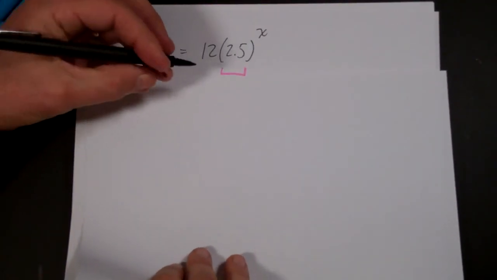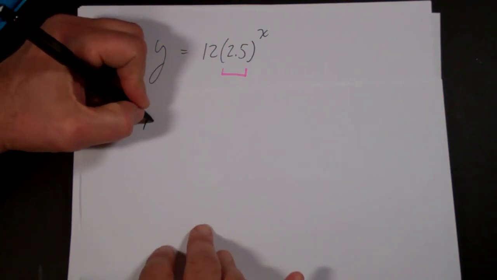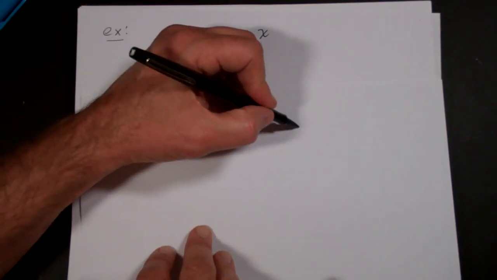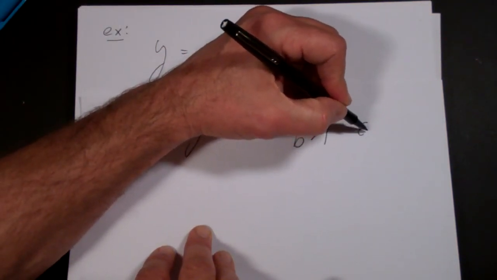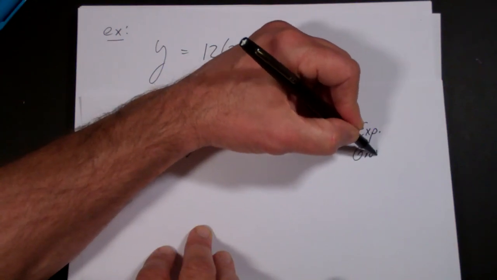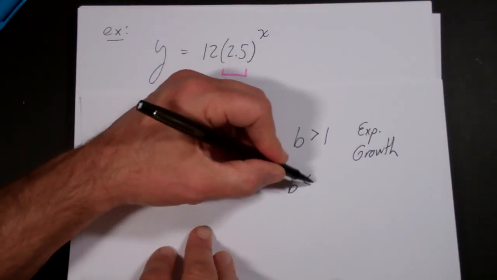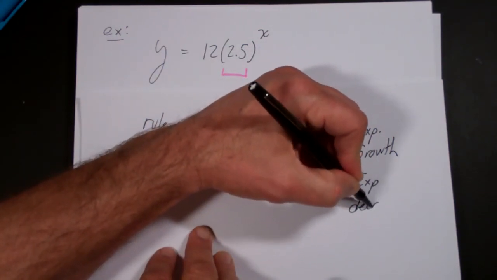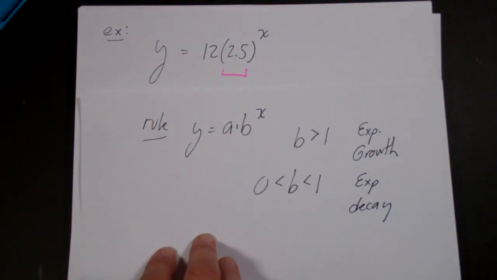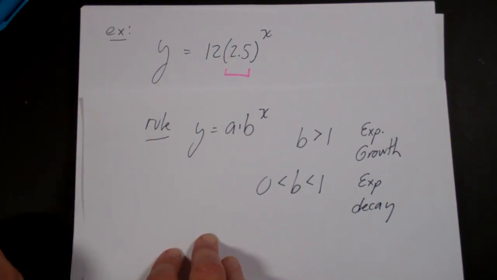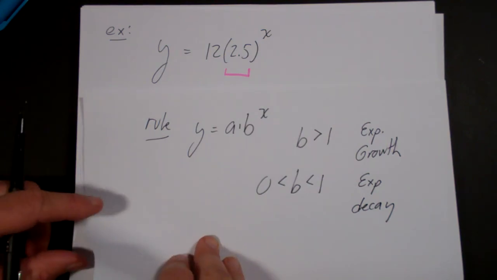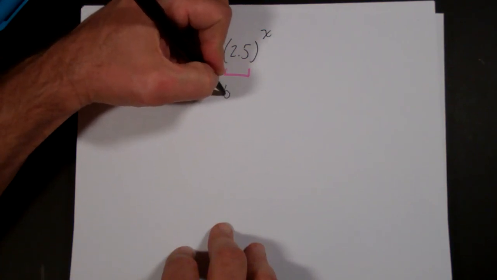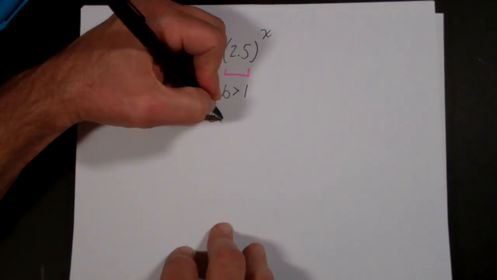So we can write that rule down real quick. y is equal to a times b to the x. If b is greater than 1, it's exponential growth. And if b is between 0 and 1, it's exponential decay. And in the next video, we'll start graphing exponential growth and decay functions, and it should be real obvious what the difference between the two is. So in this one, this is 2.5, since this is greater than 1. So we say, since b is greater than 1, this is exponential growth.